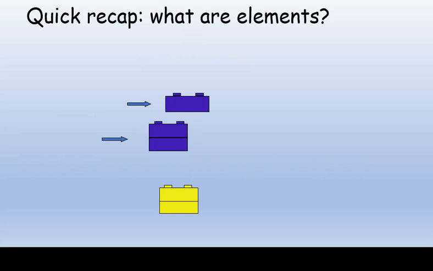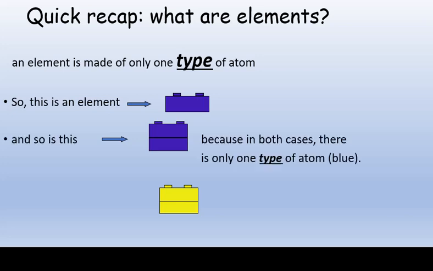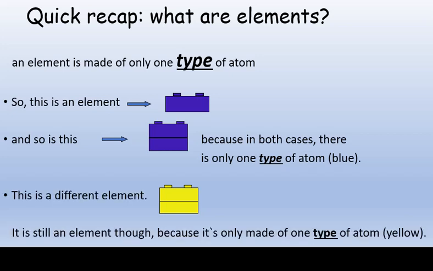So quick recap. Elements are made of one type of atom. So this is an element, and so is this, because in both those cases there's only the one type of atom. At the bottom we've got a different element, but it's still an element because it's made of only the one type of atom, the yellow type.